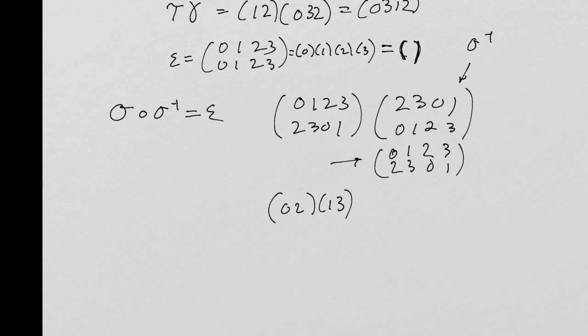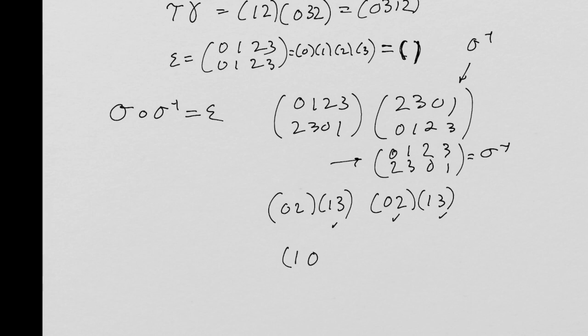This is sigma inverse, so we claim its cycle notation is 0 goes to 2 and 2 goes to 0, and 1 goes to 3 and 3 goes to 1. It's the same thing. It's its own inverse, right? And that's true for all transpositions. Transpositions are their own inverse. And we can quickly check this, right? We'll just start with, say, the number 1. 1 goes to 3 in this cycle. It's left alone here. 3 goes to 1 in this cycle, so 1 goes to 1.